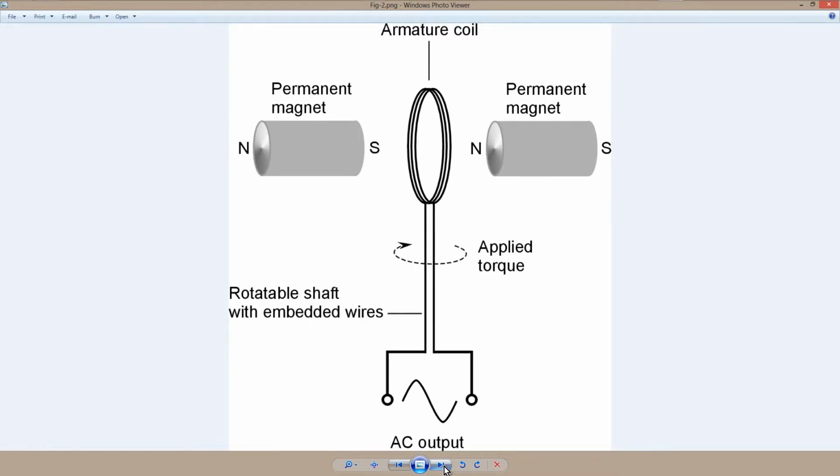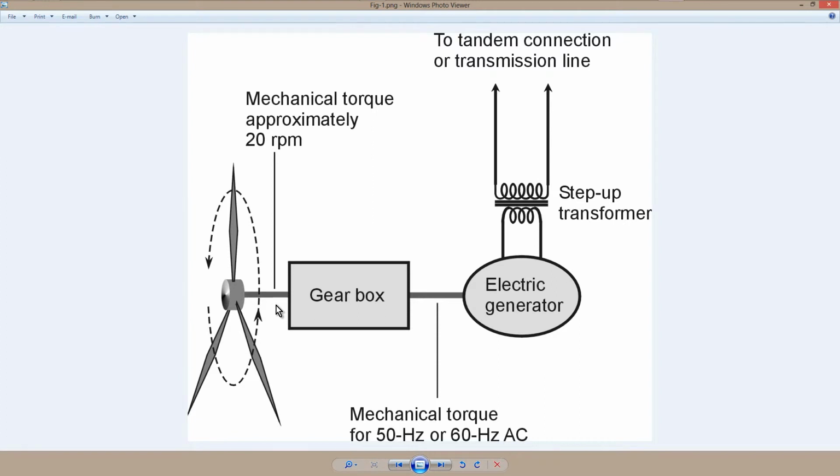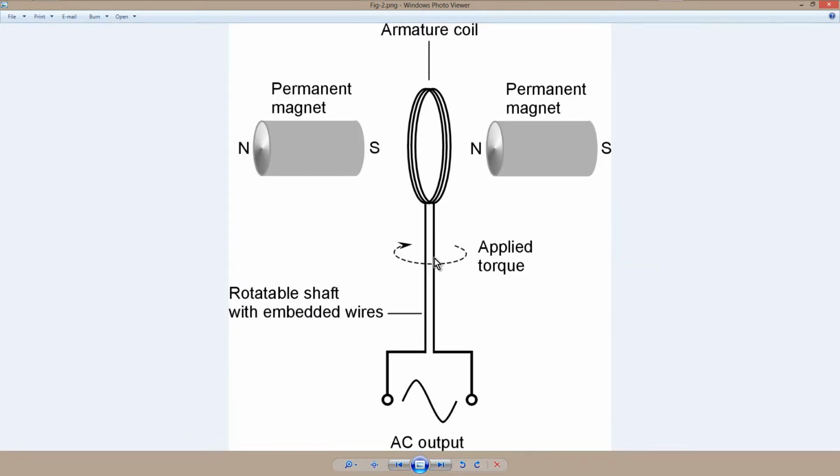This is a functional diagram of an electric generator. You have a coil which rotates inside of a pair of powerful magnets. They may be permanent magnets, they may be electromagnets. But this rotatable shaft is what goes to, that's this right here between the gearbox and the generator. Rotatable shaft, gearbox, right here, and you get your AC output from the coil. So that's how this whole business works.